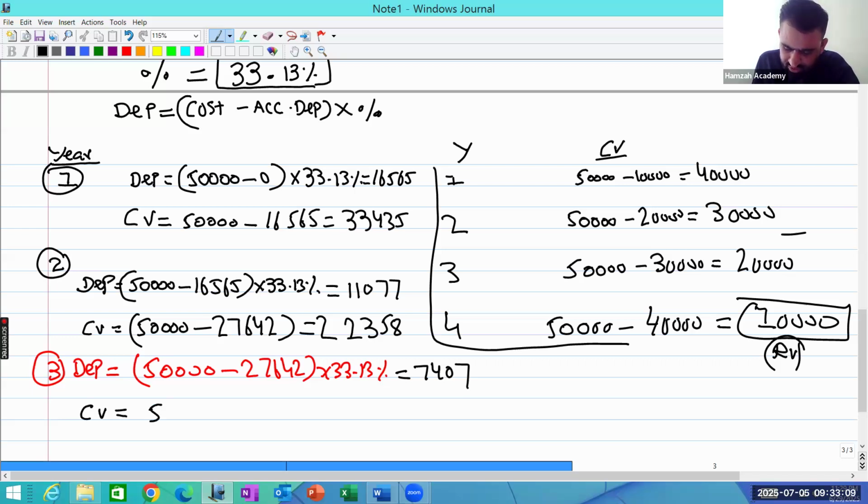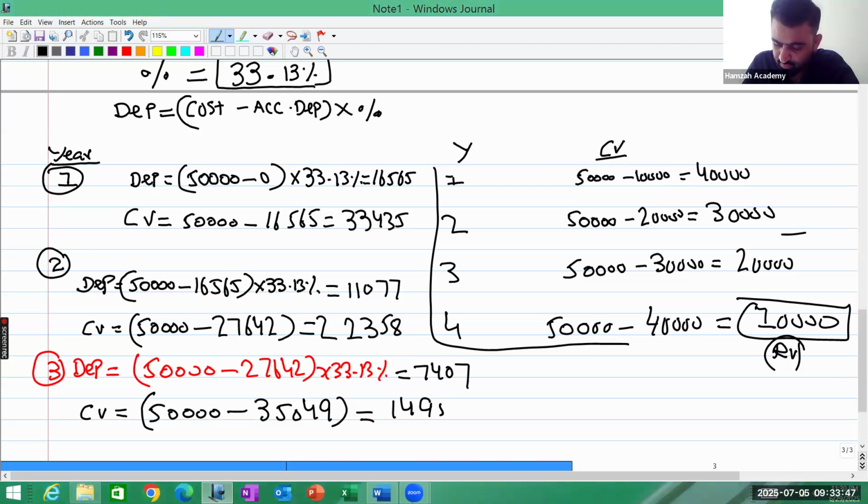So the carrying value will be equal to cost minus accumulated depreciation: 27,642 plus depreciation for the year 7,407. So it will be 35,049, and the carrying value will be 14,951.